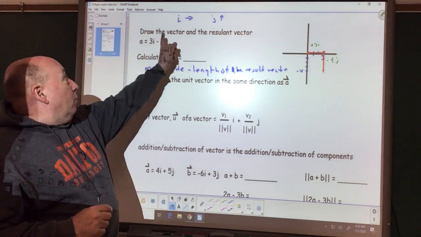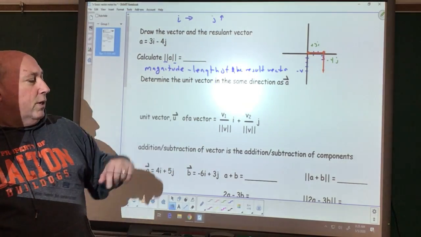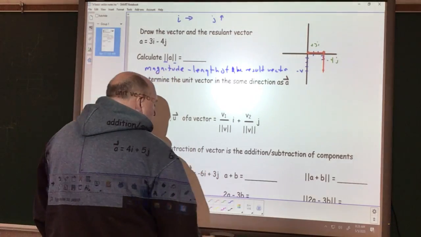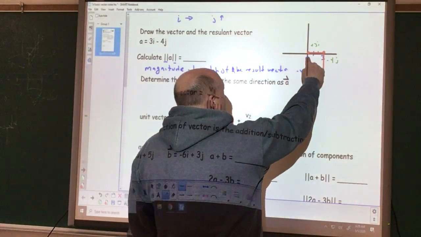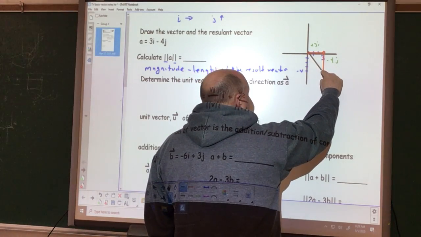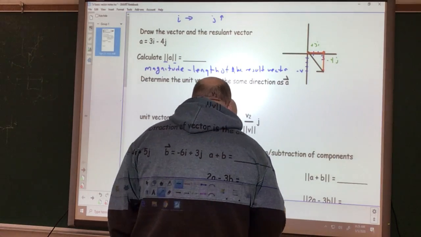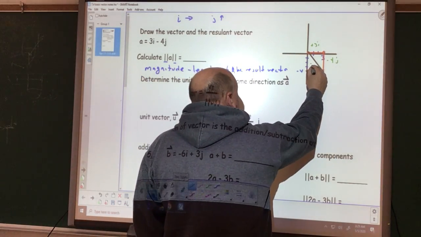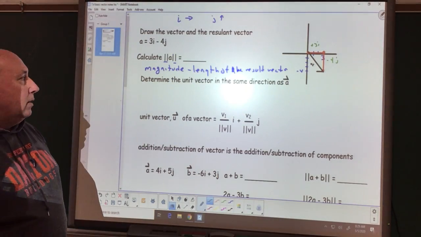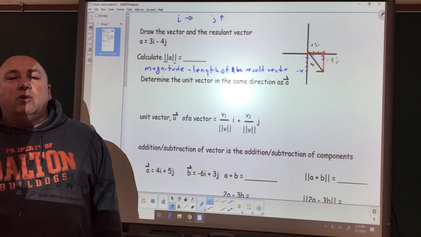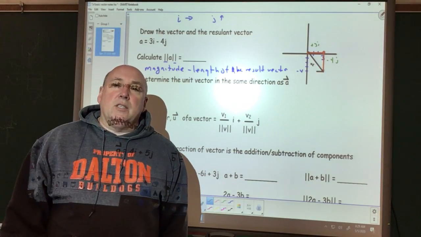What we want to do is draw the vectors and then the resultant vector, which is the solution to the addition of vectors. So I'm going to draw in my resultant vector, so I'm going to start here and end here. The shortcut to Grandma's house. Here is your resultant vector, and I want to find the magnitude of that resultant vector.